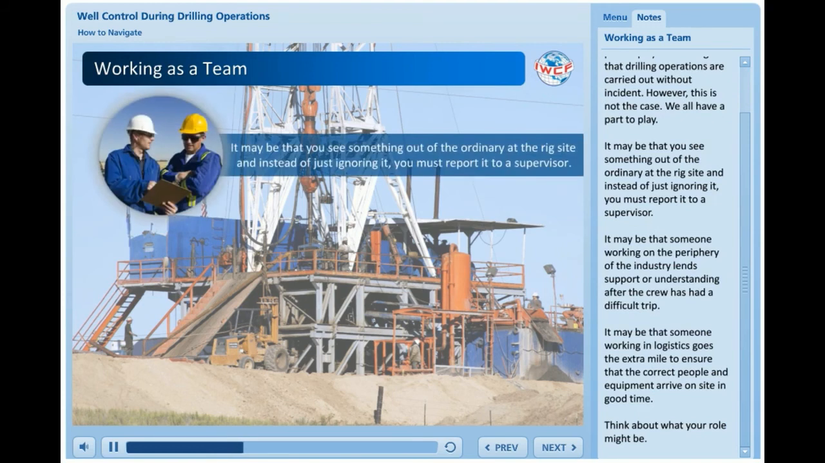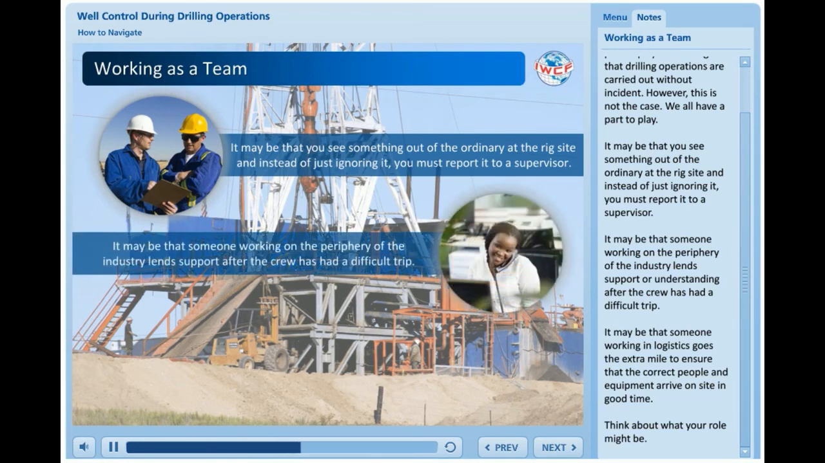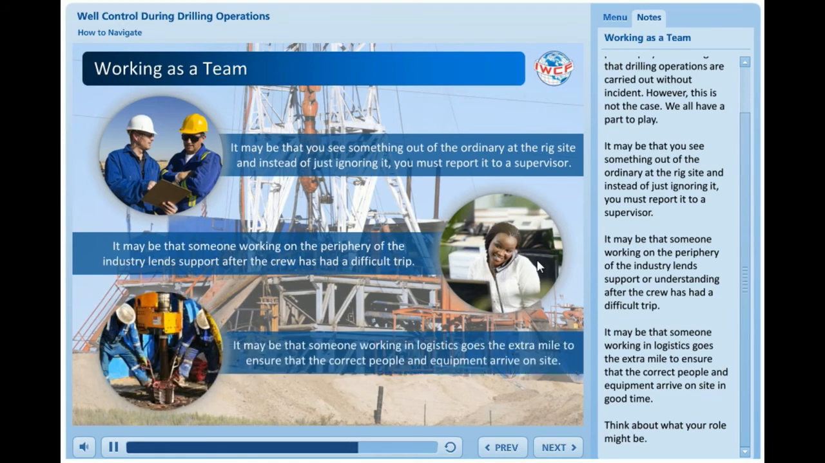It may be that you see something out of the ordinary at the rig site, and instead of just ignoring it, you must report it to a supervisor. It may be that someone working on the periphery of the industry lends support or understanding after the crew has had a difficult trip. It may be that someone working in logistics goes the extra mile to ensure that the correct people and equipment arrive on site in good time. Think about what your role might be.